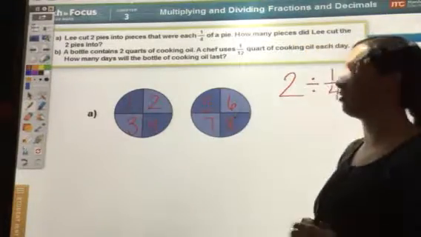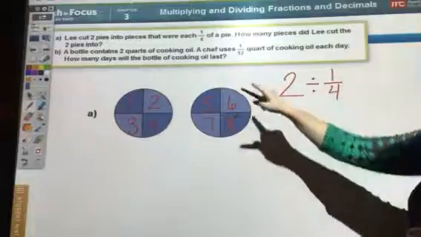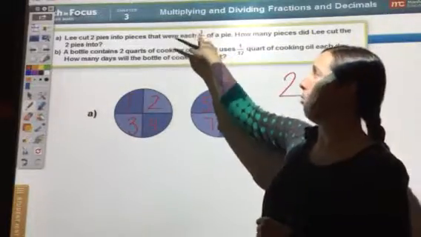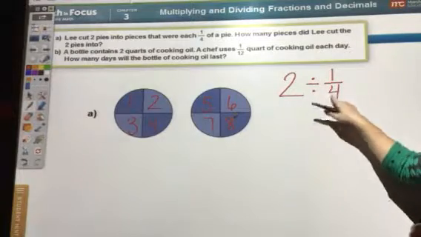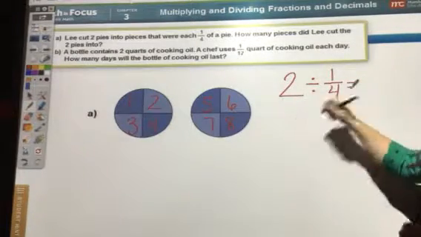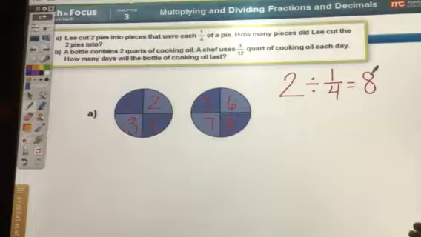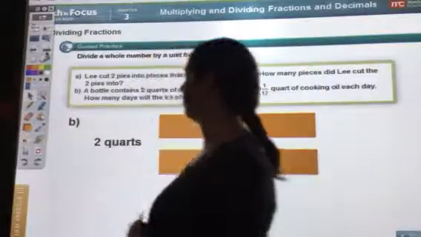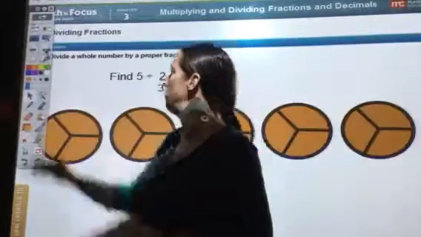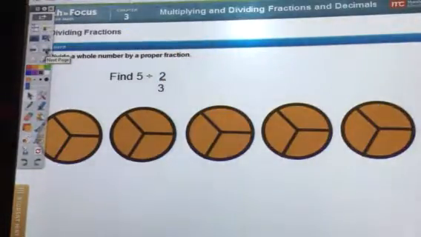And this is kind of a really straightforward example because I'm only taking 1 piece of the pie at a time. So if I take 2 and I divide it into fourths, I end up with 8 pieces. So that one's a pretty straightforward example. It gets a little bit trickier than that as we go. And so I'm going to move into one that's a little bit different.